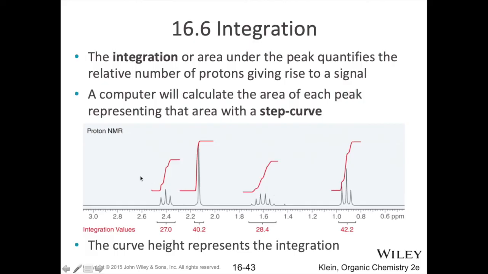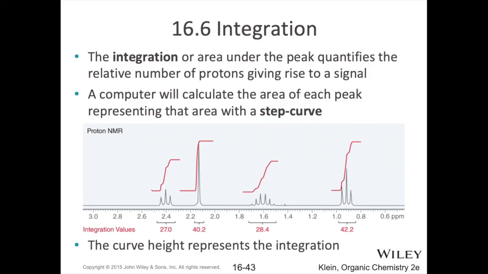For example, you can see that this set of peaks and this set of peaks are about the same area, so they probably represent roughly the same number of protons. Likewise, this peak and this set of peaks are about the same height, the same area, and therefore you've probably got the same number of protons there as well. That's ultimately what integration tells you. It just tells you the number of protons giving you that signal.